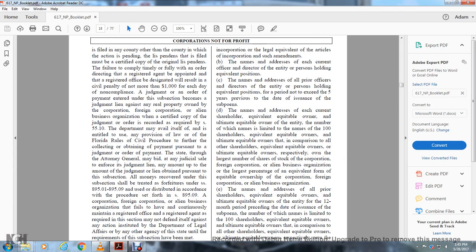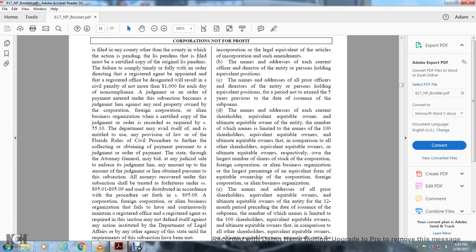Any other county where the action is pending, with the petitioner of the file, must certify with a copy of the original petition. Failure to comply timely with a court order directing the registered agent to be appointed and the registered office designated will result in a civil penalty of not more than $1,000 a day for each day of non-compliance.